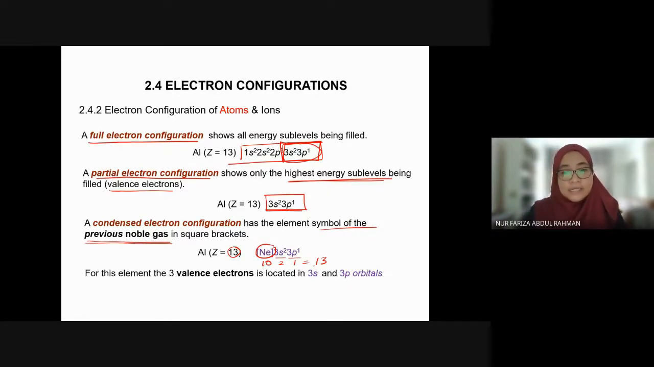And then from here also, we would be able to determine the valence electron. Valence electron, electron yang duduk dekat the valence shell yang paling luar. Yang paling luar, the highest n. Senang cerita the highest n. Yang the highest n lah, kat sini. So the valence electron will be 2 plus 1 is equal to 3. The 3 valence electrons are located in 3s and 3p orbitals.